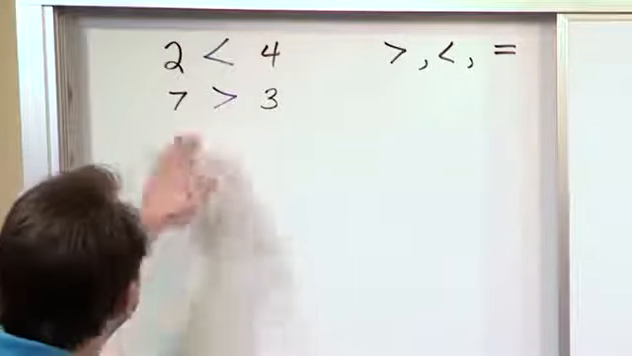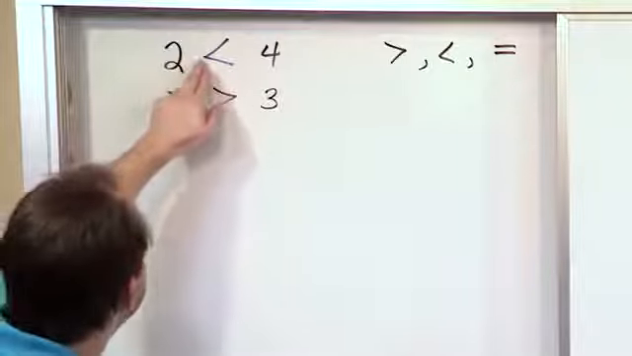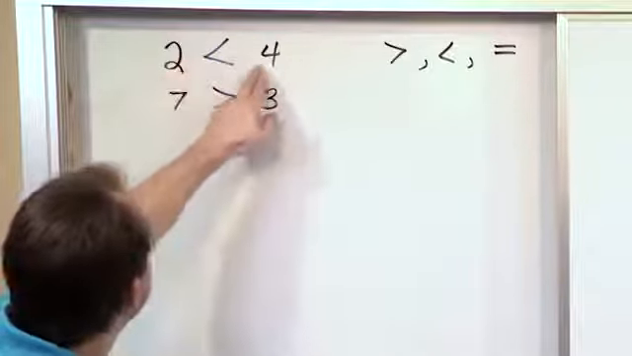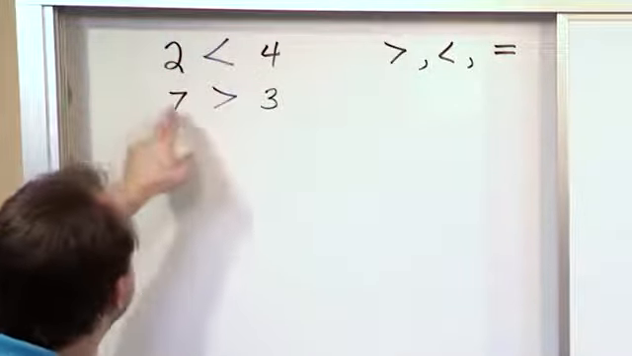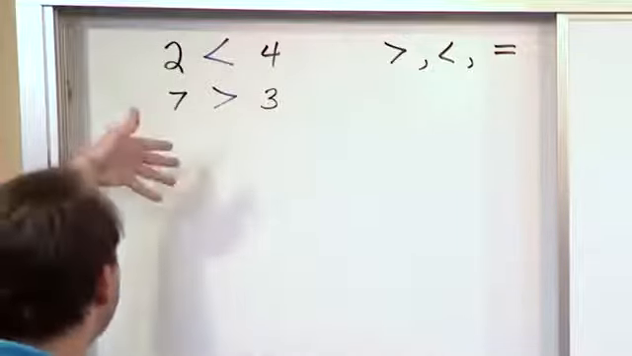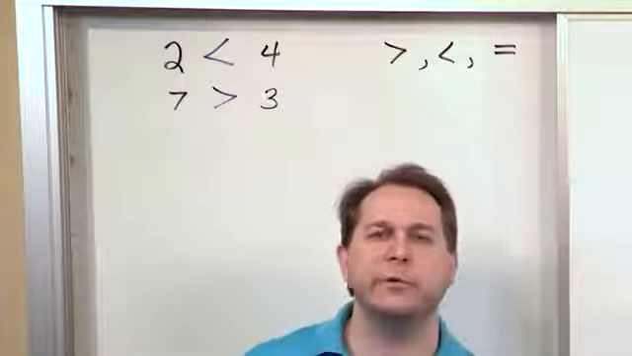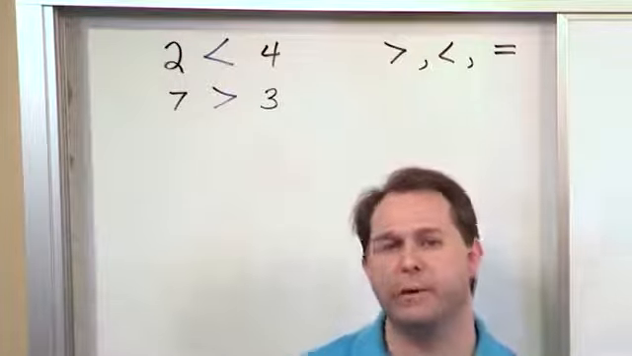So the way you read this is 2 is less than, the tip of the arrow means less than, 2 is less than 4, and the big part of the arrow means greater than, so 7 is greater than 3. So that's how you read this. And those all make sense, but sometimes people get confused on which way the thing needs to point. You just need to remember it always points to the smaller number, always, all right?